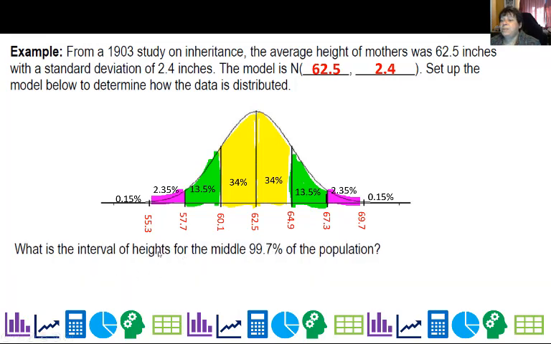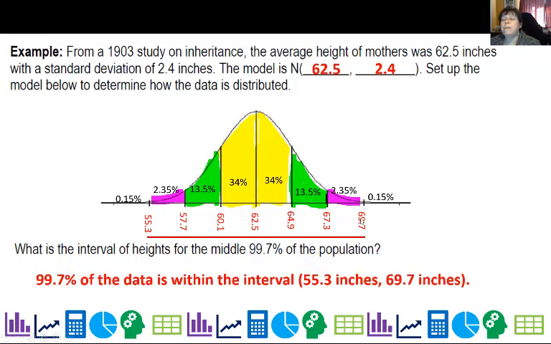What if I want the interval for 99.7? That means I'm going 3 standard deviations out, all the way down to 55.3 and up to 69.7.